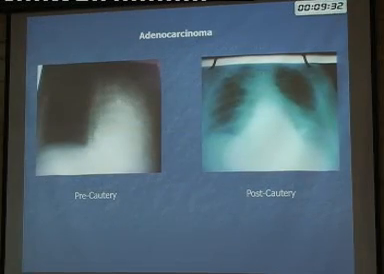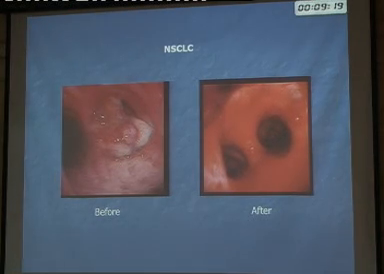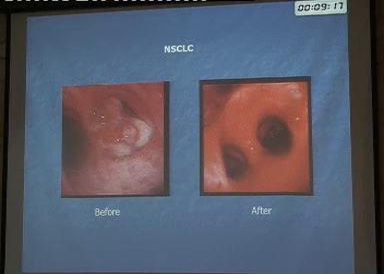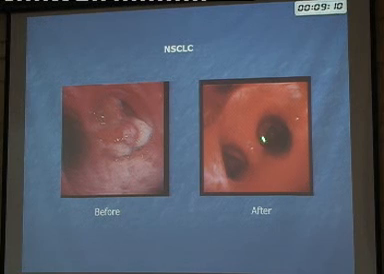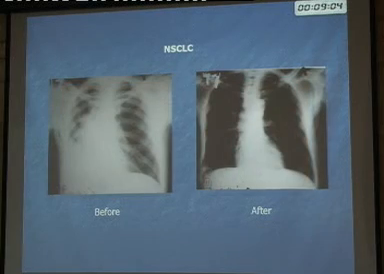APC application. This chest X-ray shows a case of adenocarcinoma with complete collapse of the left lung, and this is a picture showing recanalization of the bronchi post-cautery. And this is another case with non-small cell lung cancer with a tumor mass completely obstructing the right main bronchus, and this is the post-cautery view with complete successful canalization of the right main bronchus. This is the same X-ray for this patient.